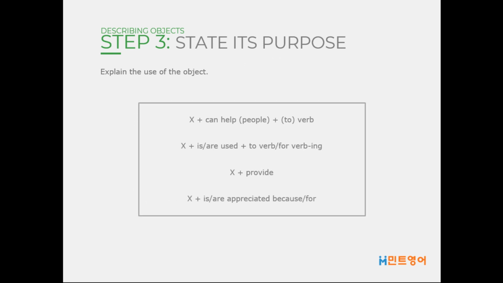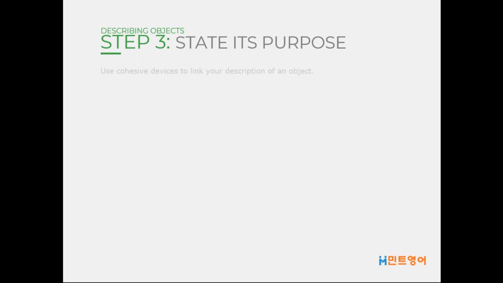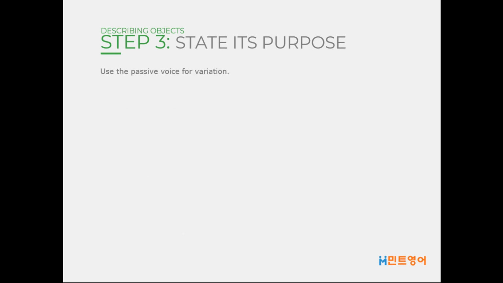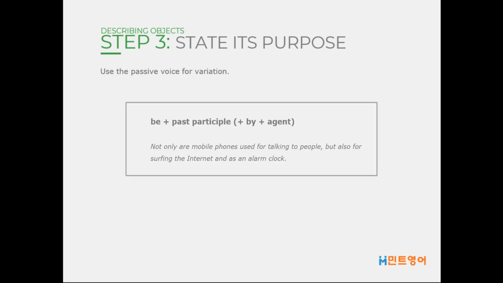To further describe the object, explain how it's used or what it's used for. Look at the following expressions. Use cohesive devices to link your description of an object. Here are some examples of these cohesive devices. The passive voice can also be used in this part to give variation to your sentence structure. To refresh your memory, the passive voice has the structure be plus past participle plus by plus agent.